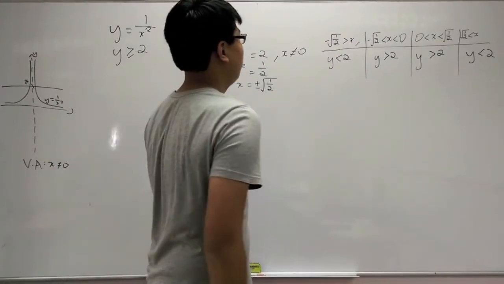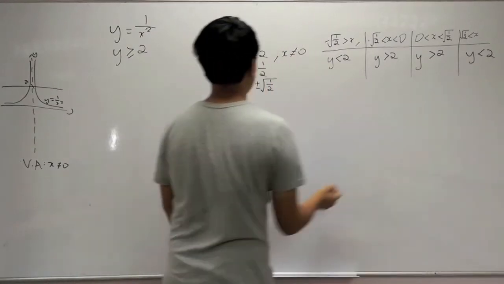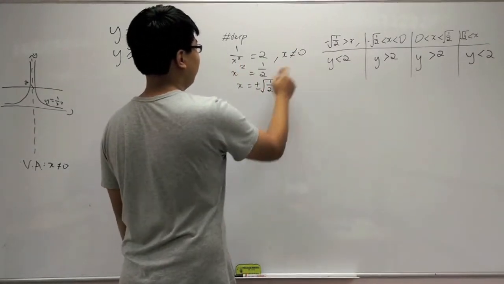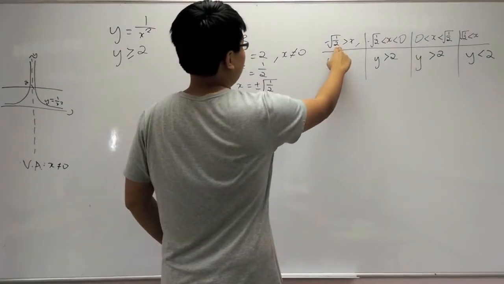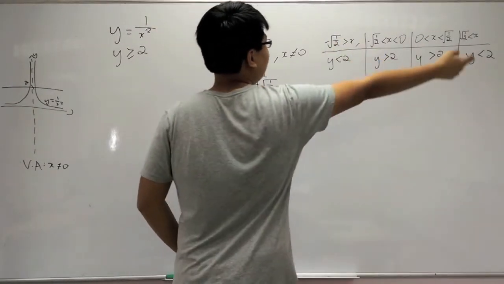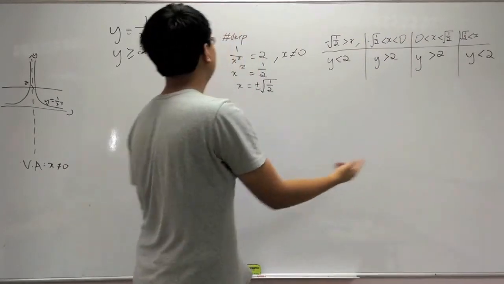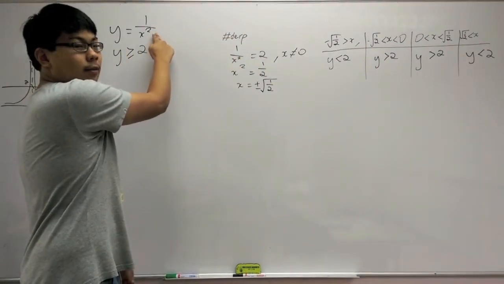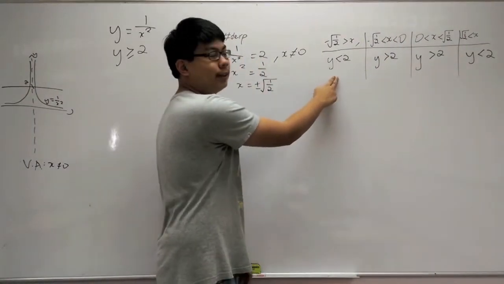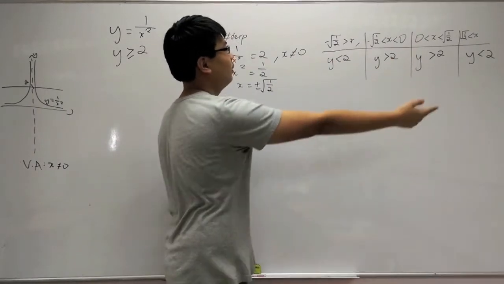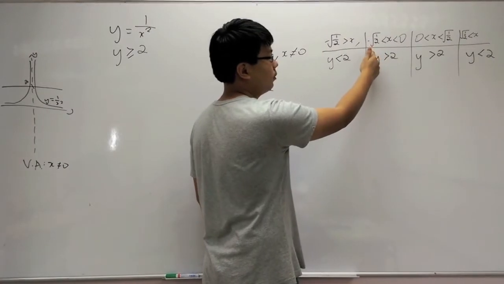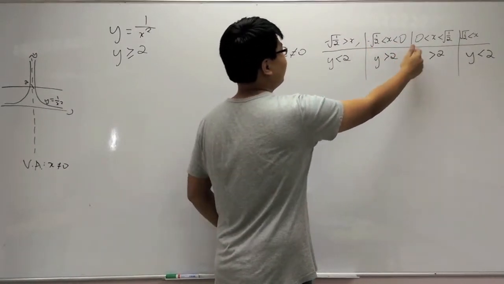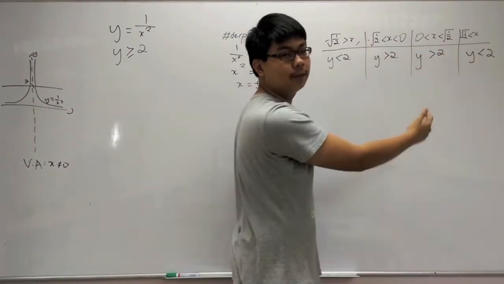Then we have these 4 intervals between negative square root of half, 0, and square root of half. We substitute one value that is in between these boundaries into this equation. From there, we find whether y is more than 2 or less than 2. So from this figure, we can easily see that y is more than 2 when x is between negative square root of half and 0, and x is between 0 and square root of half.